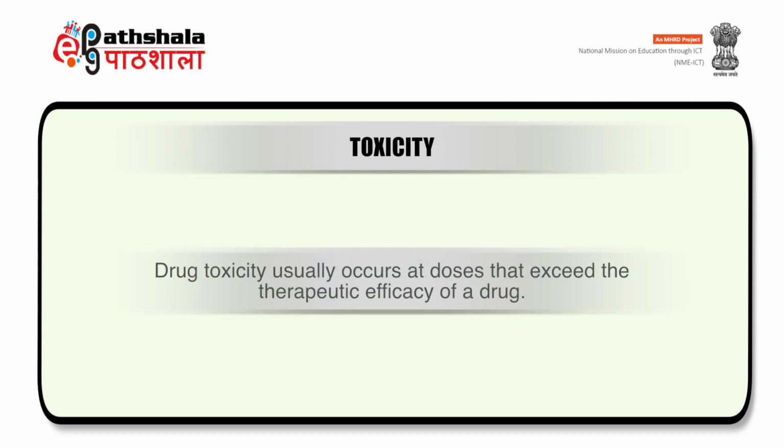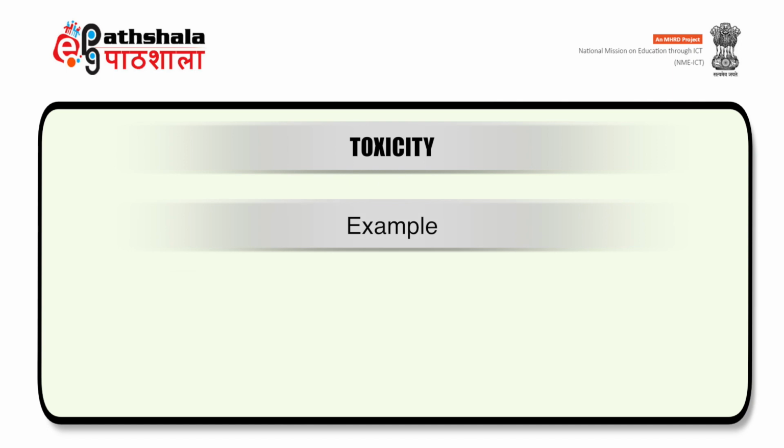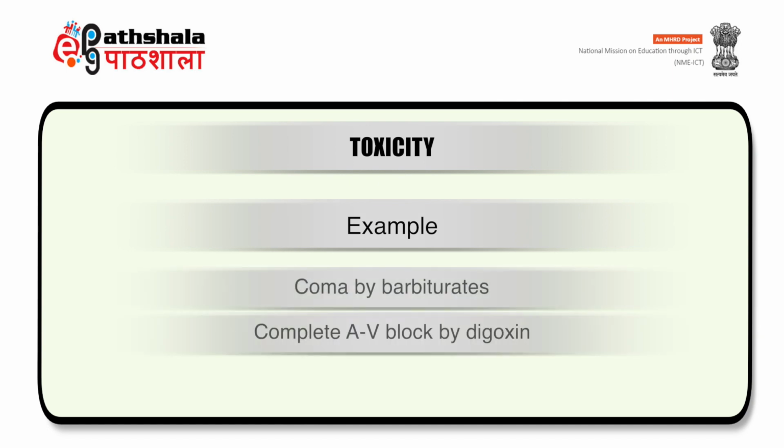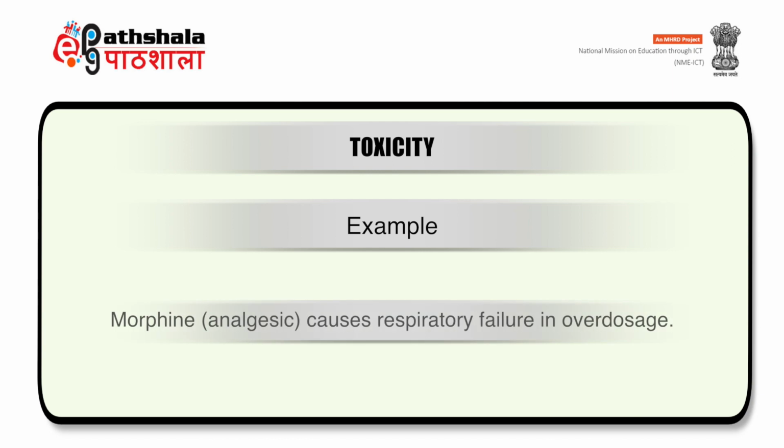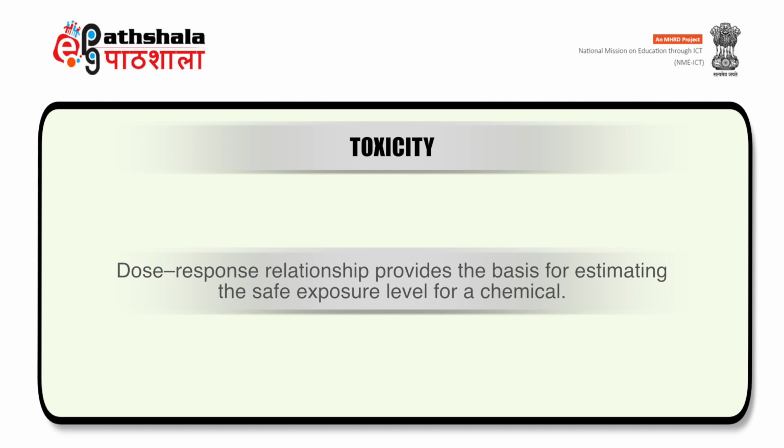Drug toxicity usually occurs at doses that exceed the therapeutic efficacy of a drug. For example, coma can occur by barbiturate overdose, complete AV block can occur by digoxin overdose, bleeding due to heparin, and morphine causes respiratory failure in overdosage. So, the dose-response relationship provides the basis for estimating the safe exposure level for a chemical.